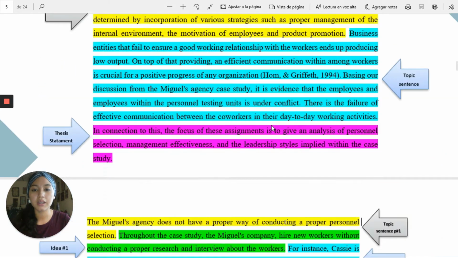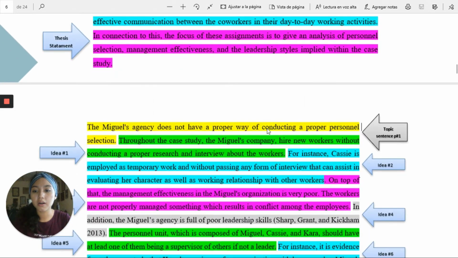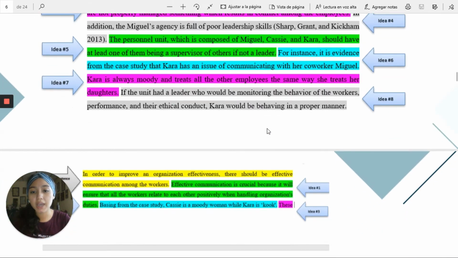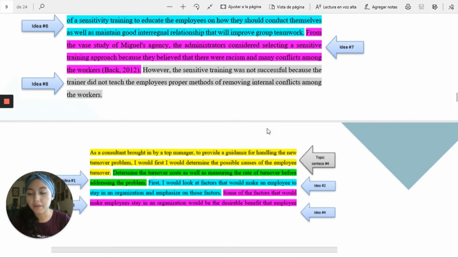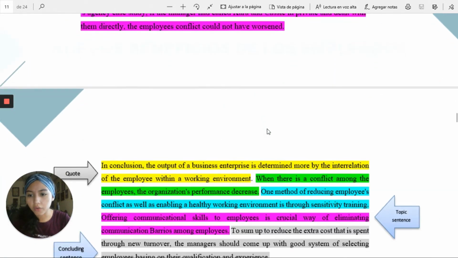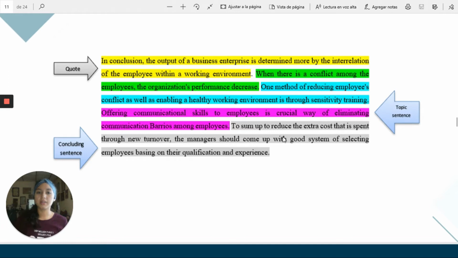Practically, it is the outline of the essay. As we can see, the introductory paragraph, the body of the essay with different paragraphs. In this case, we have a total of 5 body paragraphs, and we have the concluding sentence at the end. And that is all.